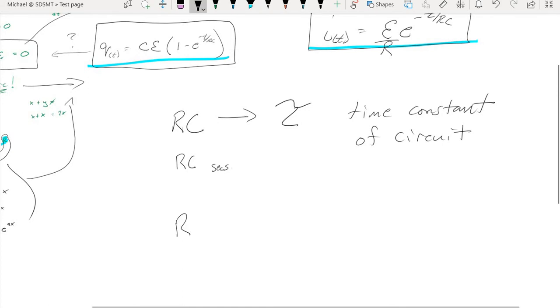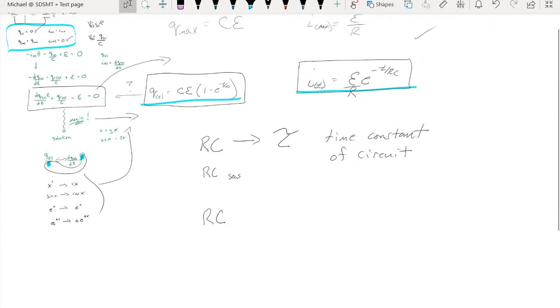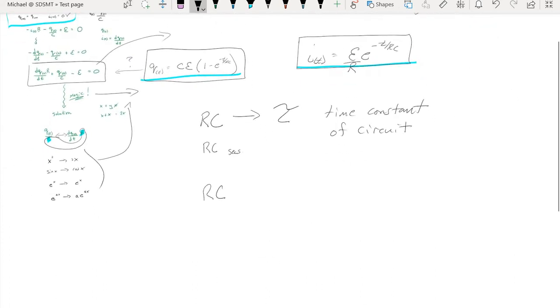But considering that rate, that product there of RC, let's take a look at our circuit again. We have our capacitor. We have our resistor. Everything's connected to a battery right now.